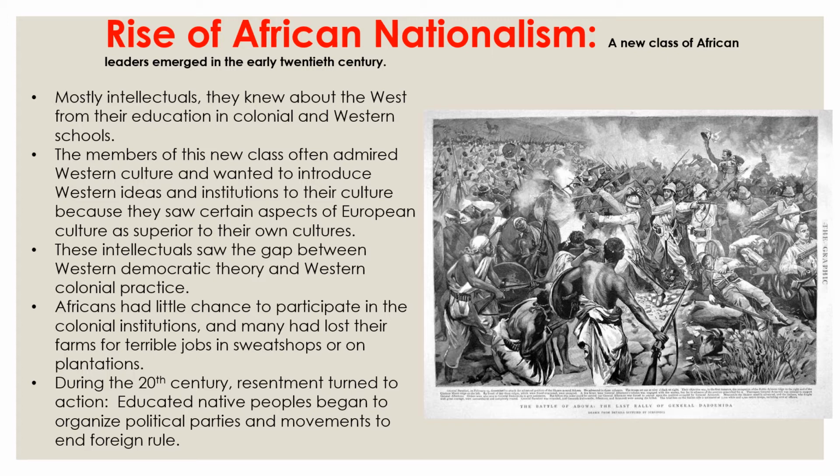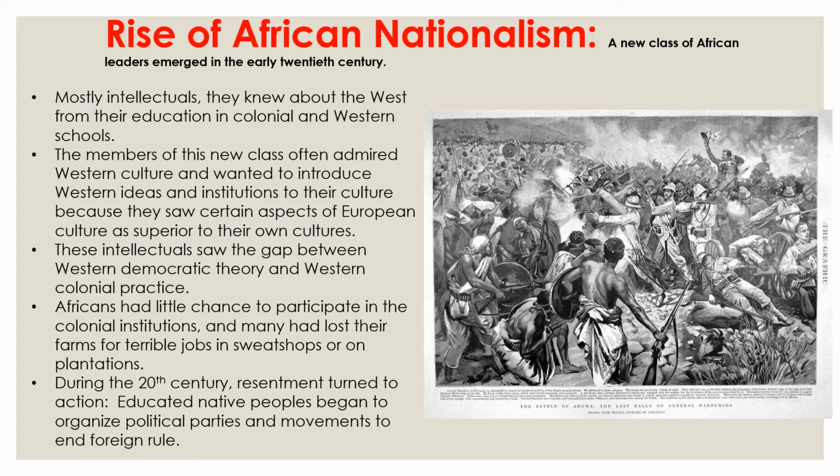These intellectuals saw the gap, however, between Western democratic theory and Western colonial practice. As most of the nations of Europe by this point had adopted constitutional government, as we see, they did not rule their colonies in a very constitutional way. Instead, they dominated their colonies, even if it was through indirect rule. They did not give the local populations, for example, the right to vote on what kind of governing structure they wanted. Africans in particular had little chance to participate in the colonial institutions except for those elites that had been trained by the British to do the British will. And many had lost their farms for terrible jobs in sweatshops or on plantations.